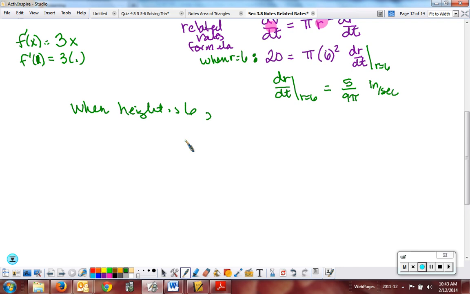When the height is 6, the what? The radius is increasing at 5/9 pi inches per second. Well, we have to do it, but we know the answer. No. You answer the question. If there is a free response question, even if it is easy, you answer it.